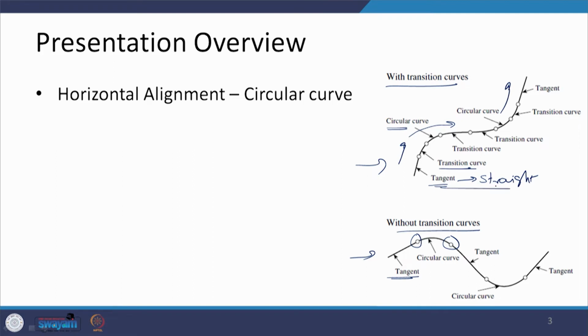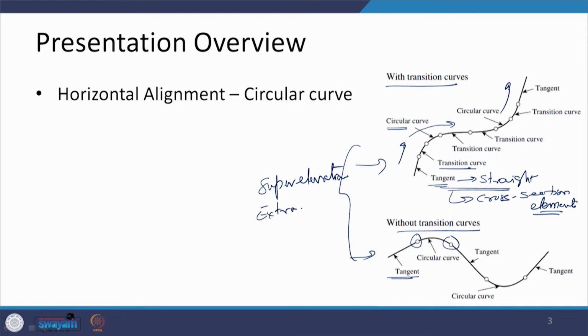As far as the tangent or a straight is concerned, we have discussed it under the cross section elements, because that defines what things are going to be there, and accordingly what is the width of the section. In association with all of these, the other features which are going to be there are superelevation and extra widening. These are the two things associated here, and we are going to talk about all of these one by one.